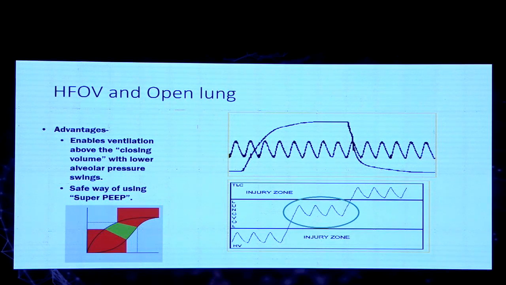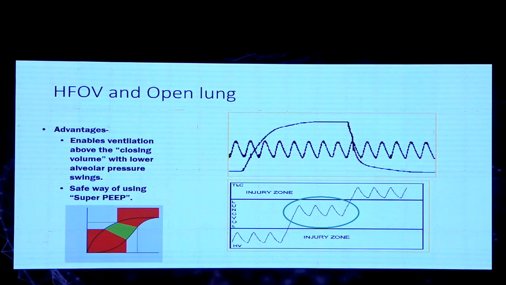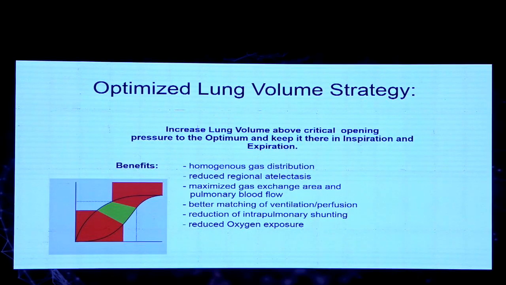With using high frequency, you can achieve both because your mean airway pressure is supposed to be above the critical closing pressure for the lung, which is what we call the open lung model. But at the same time, we're using small, tiny tidal volume so that we avoid overdistension. So in one hit, you can really prevent both volutrauma and atelectrauma, at least in theory.